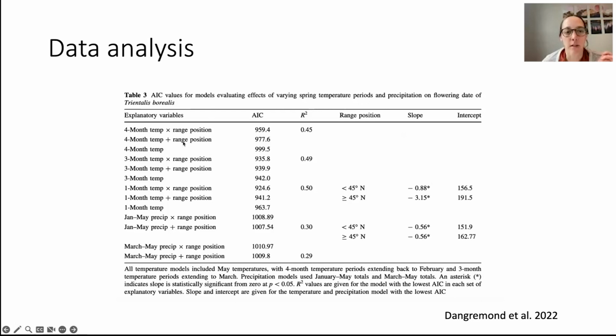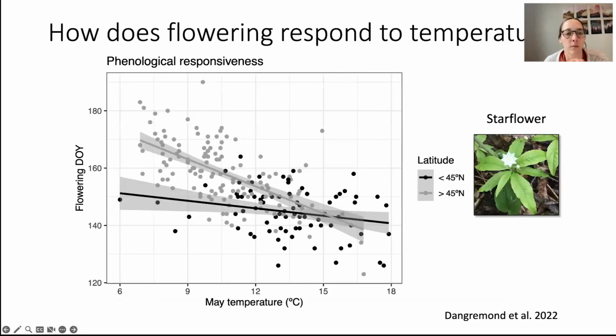And then I tried grouping everything together or separating it out by range position, thinking that there may be a difference in the northern plants versus the southern plants, which it turns out there was. At 45 degrees north latitude, there was actually sort of a line where the plants that occur south of that were doing one thing, and the plants occurring north of that were doing another. So the most appropriate models were May temperature based on range position, and also precipitation, basically January through May precipitation was also a predictor, but the temperature model had a lower AIC value. So that's what we showed in the paper for the results.